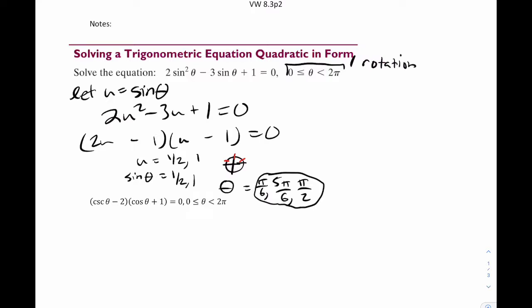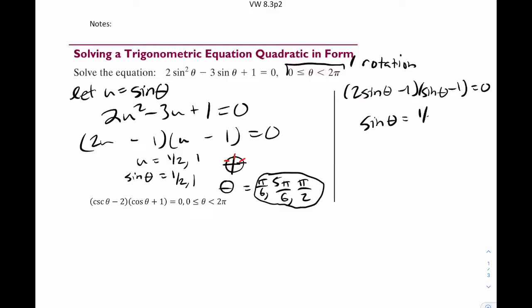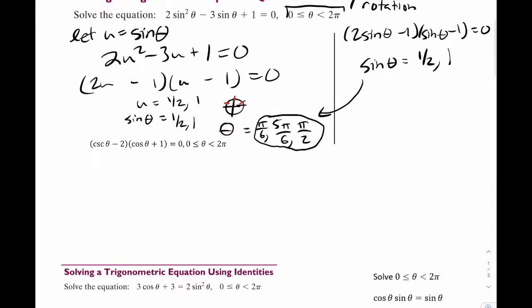Yes, that's a U-substitution. For those who are really good at algebra, it's possible to just straight factor it. So some people just do this: (2 sine theta minus 1)(sine theta minus 1). And notice how you get the exact same thing. It's just a little bit faster. You can do this too. Let's go to our next example.